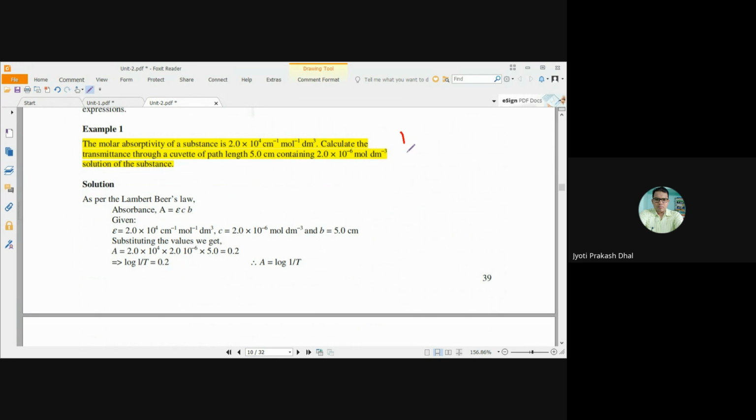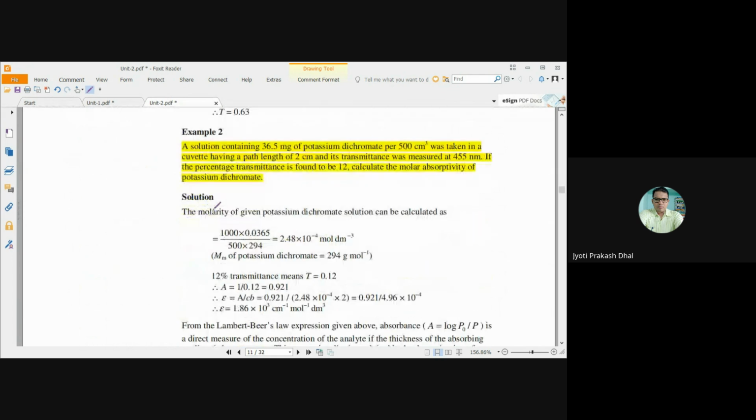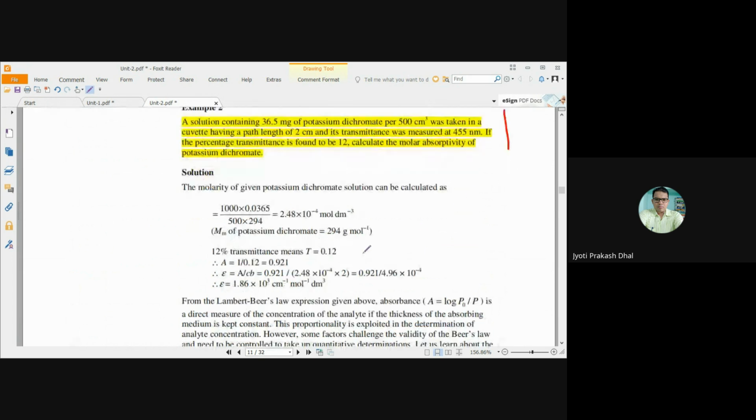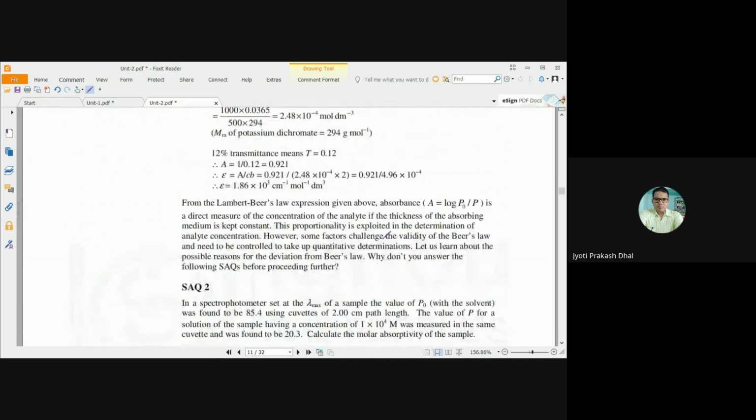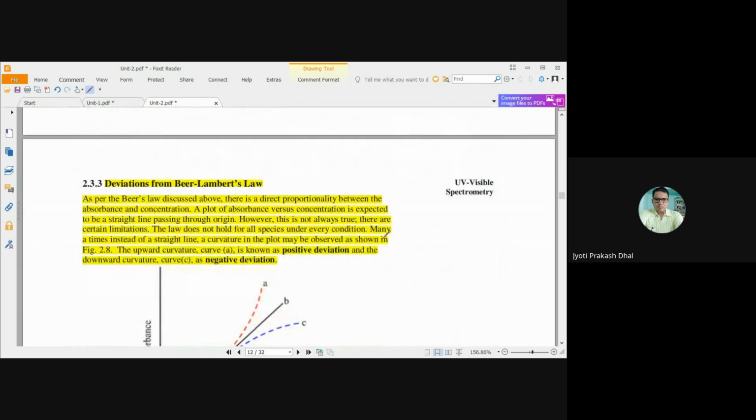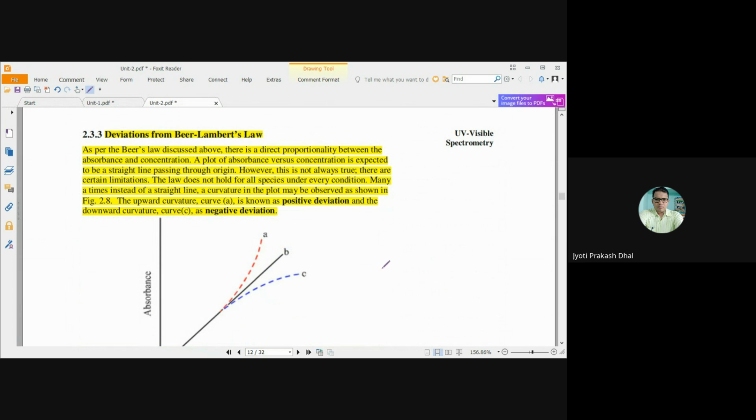Here one question is a direct question. You can put the values in Beer's law, so that can be solved according to Beer's law. Similarly, another question can also be solved by taking the percentage of transmittance from the above equations. Now coming to deviations from Beer's and Lambert's law.